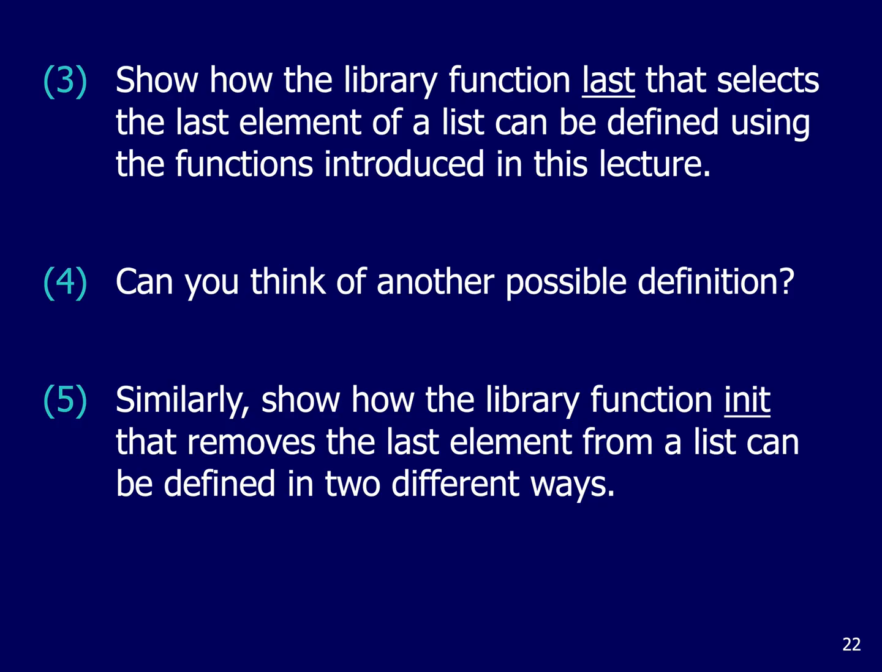And then exercise 4, can you think of another possible definition? And then the last one is, how can the library function init, which removes the last element from a list, be defined in 2 different ways? So again, if you're watching this video on your own, I'd suggest you pause the video at this point and try to solve these exercises on your own. What I'm going to do now is switch to my iPad and show you how to solve exercises 3, 4, and 5. But I suggest you have a go at this yourself first.